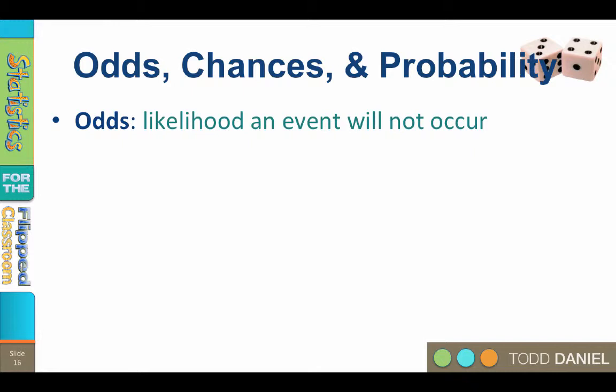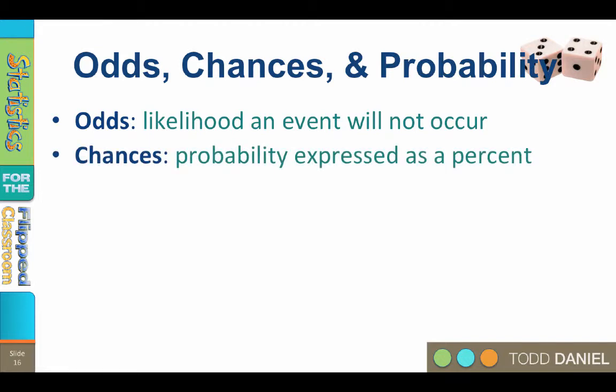In real life, the terms odds, chances, and probability are used interchangeably. But in statistics, they all have specific meanings. Probability measures the likelihood that an event will occur. Odds are a numerical measure of the likelihood that an event will not occur. Odds are expressed in fractions or ratios, such as the odds of winning are 1 in 2. Chances are probability expressed as a percentage. You have a 50% chance of winning.